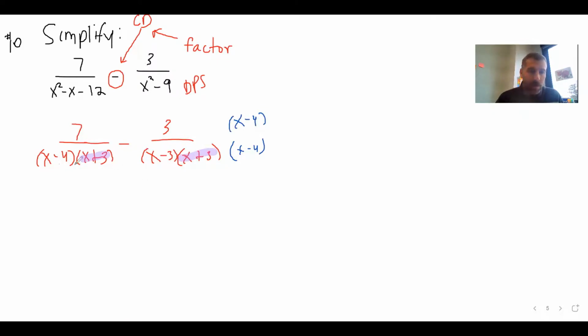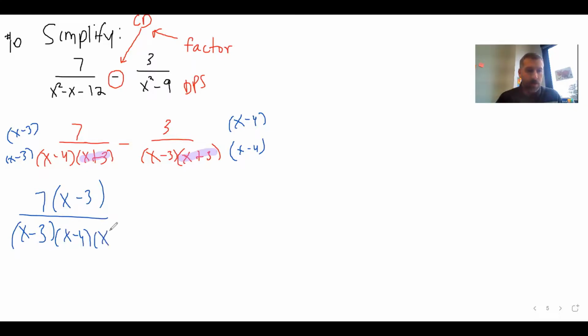This one over here, let's see, that it has an x plus 3. This one is missing an x minus 3. So now if I look, by adding what they were missing, now they each have an x minus 3, an x minus 4, and an x plus 3. The order doesn't matter because it's multiplication. So let's put this together now. I have 7x minus 3 all over that x minus 3, x minus 4, x plus 3. Yes, you do need to write this out. You'll see why in a second.